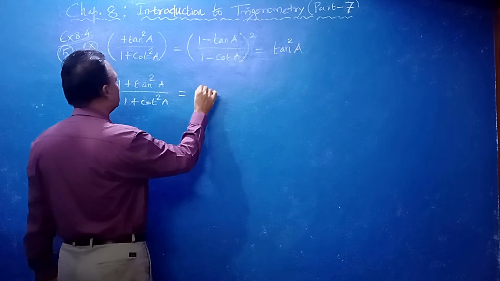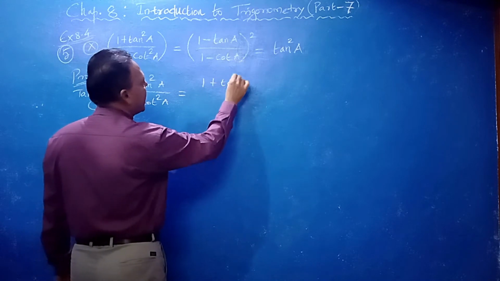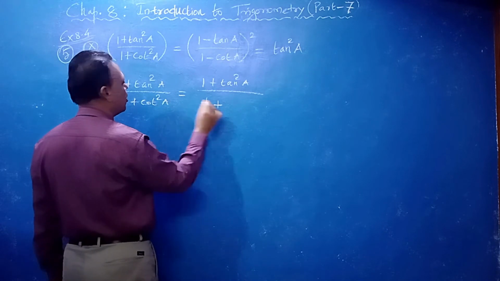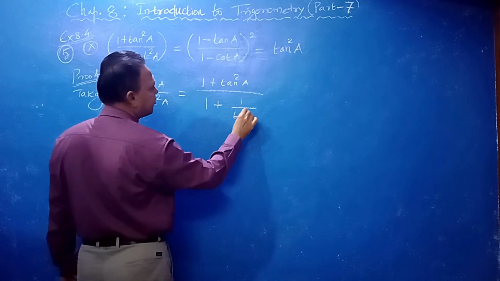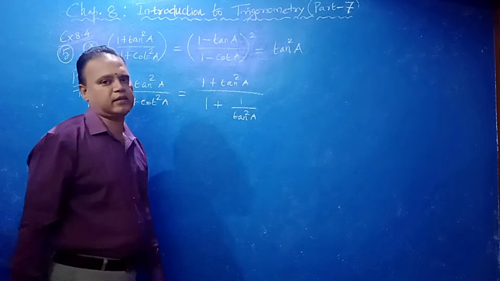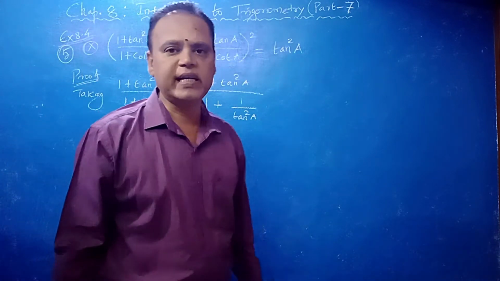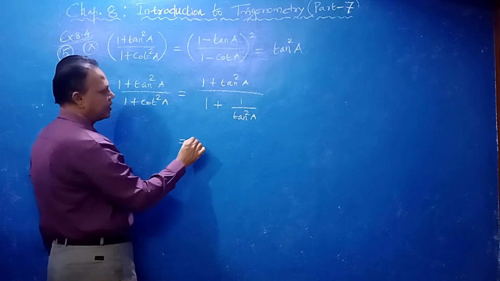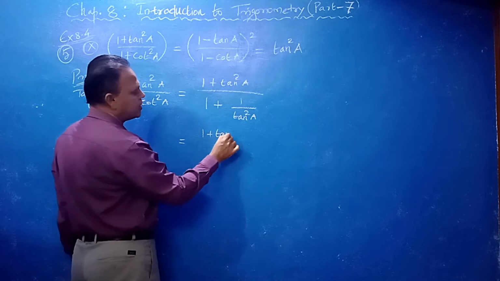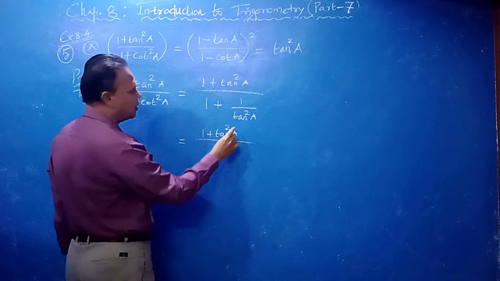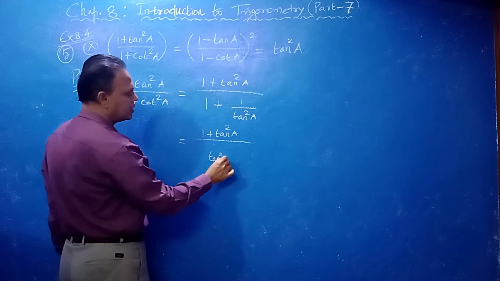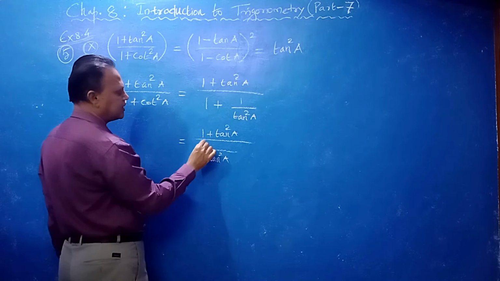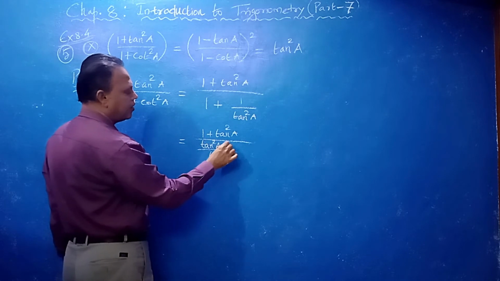So here you write 1 plus tan squared A, you keep as it is. This you change: 1 plus 1 by tan squared A. Square there means you should write square. Now what you have to do? Take LCM in the denominator. Take LCM means cross multiply, tan squared A plus 1.